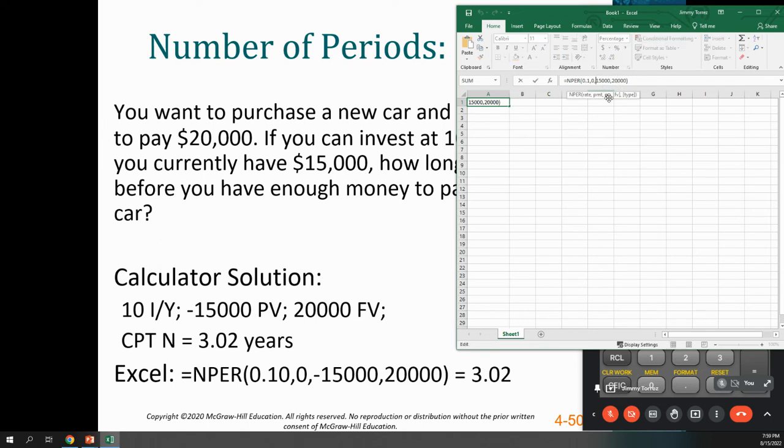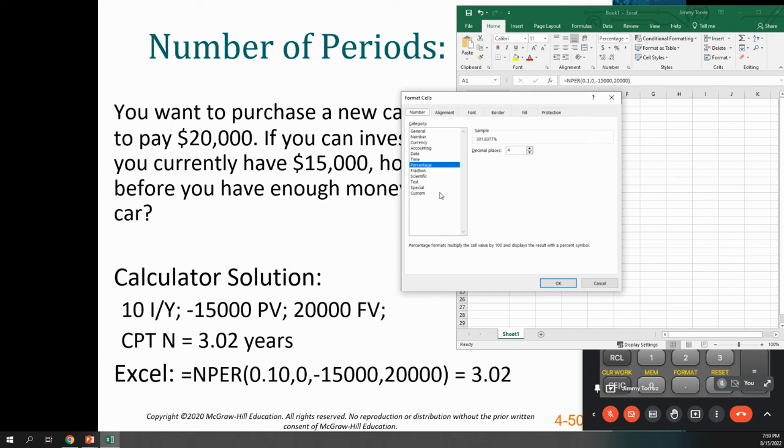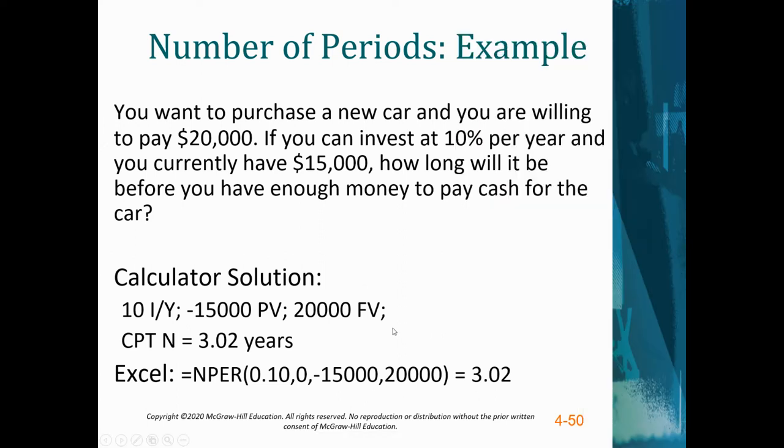I'm going to go ahead and make the present value negative, and oops, let's see. Okay, I did this in percentage. I just want to make it general. And there it is: 3.01837718. Rounding up is 3.02. I had it in percentage, and of course it screwed up because I had the percentage format from the rate that I was doing before.